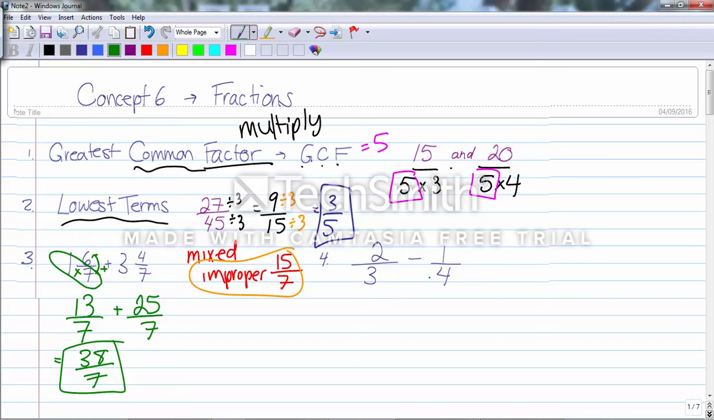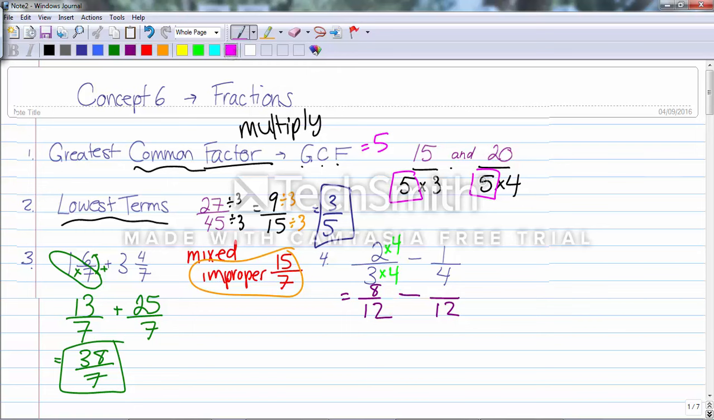Subtraction. This one's tricky because I have different denominators. It's like adding oranges and peanuts. They just don't go together. So the first step is to make a common denominator. Now both 3 and 4 are factors of 12. I know that 3 times 4 is 12. Right, now if I'm going to multiply the bottom by 4, I have to multiply the top by 4. So that means that the top number, the numerator, becomes 8. So 2/3 is equivalent to 8/12.